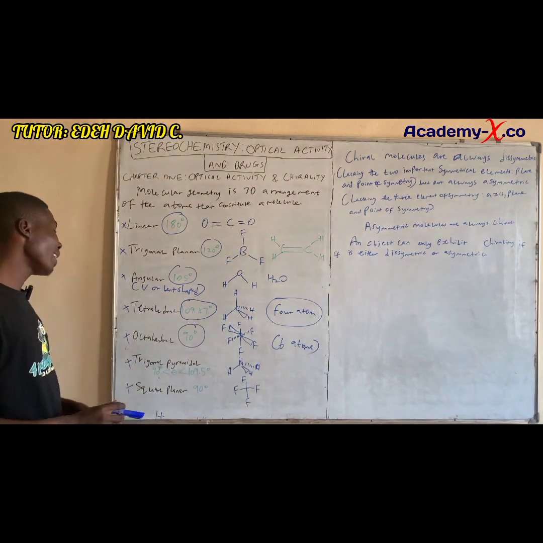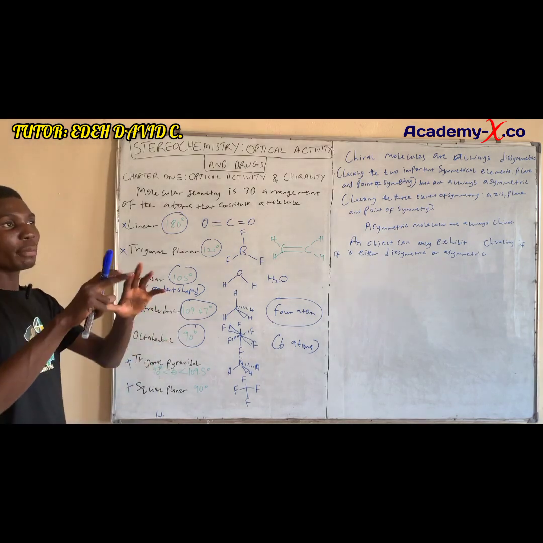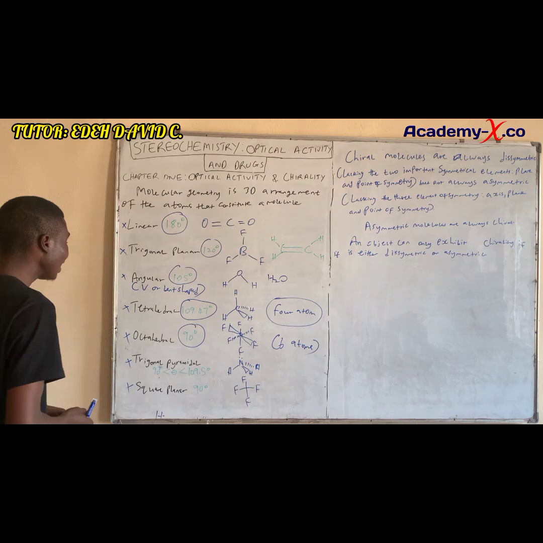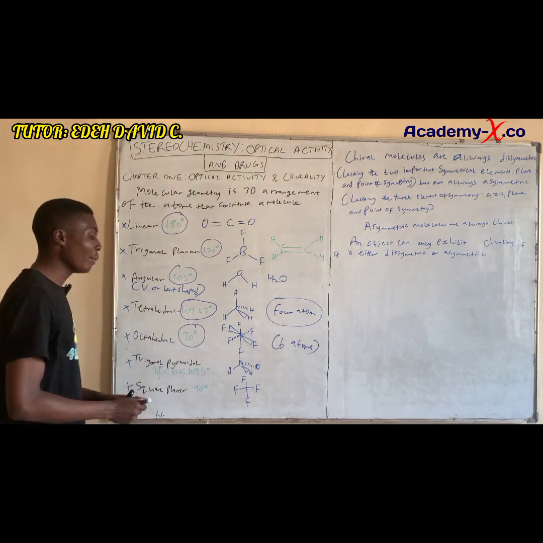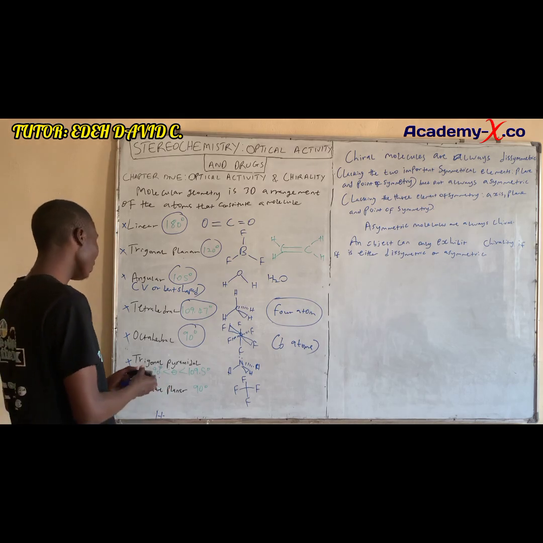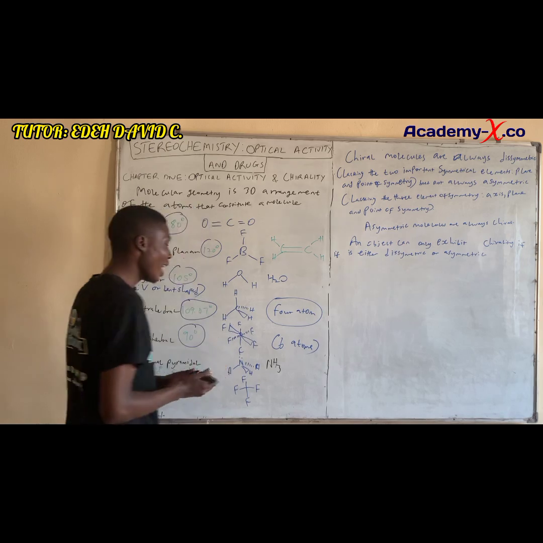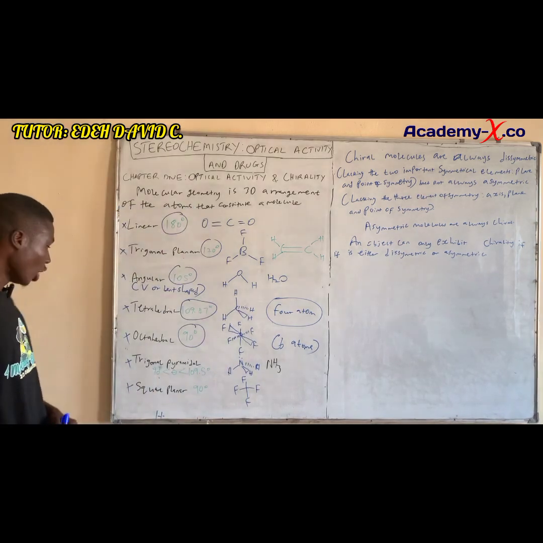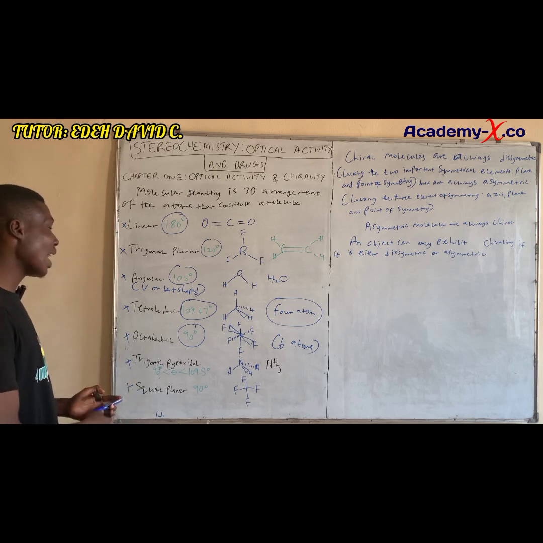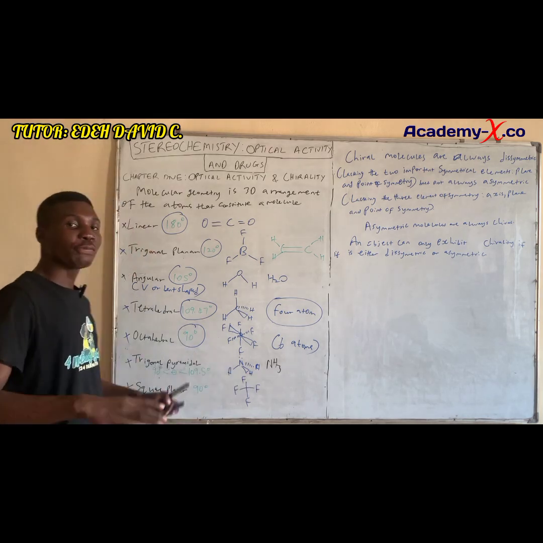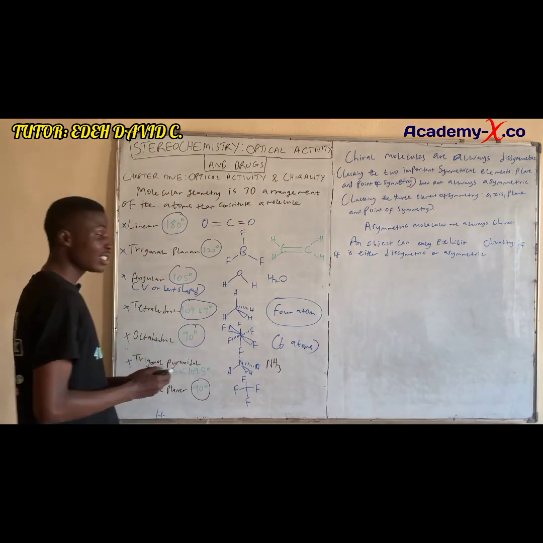And then for trigonal pyramidal, it has a triangular base, and the bond angle is usually greater than 90 degrees but less than 109.5 degrees. An example of a compound that shows that is ammonia. This is ammonia, NH3. NH3 has a trigonal pyramidal shape. And then the last molecular geometry we are looking at today is square planar. Square planar has everything in a square form on the plane, and the bond angle there is 90 degrees.